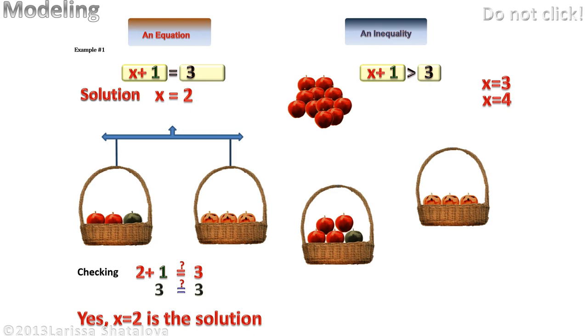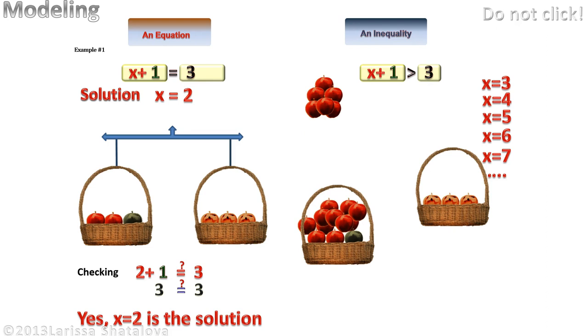Now if we add one more apple to the left basket and the left side is still heavier than the right side, it looks like x is 5. Or we can add one more apple and then x would be 6 or 7. We can continue to add more and more apples, and the situation is always the same. The left side is greater, heavier than the right side. We can even take one apple, take a good bite, and return what is left over. As you see, x can be a whole number or a fraction, or we can say what is left over after the apple.